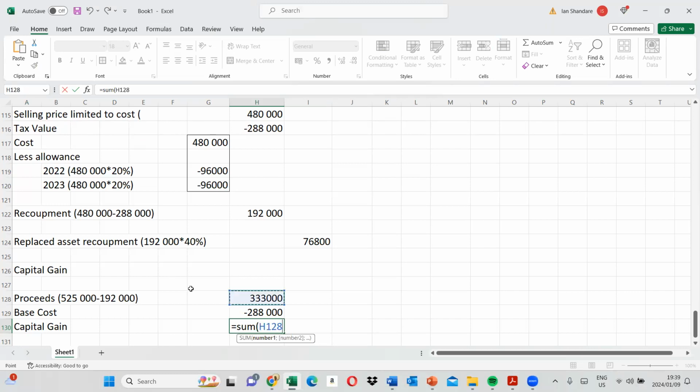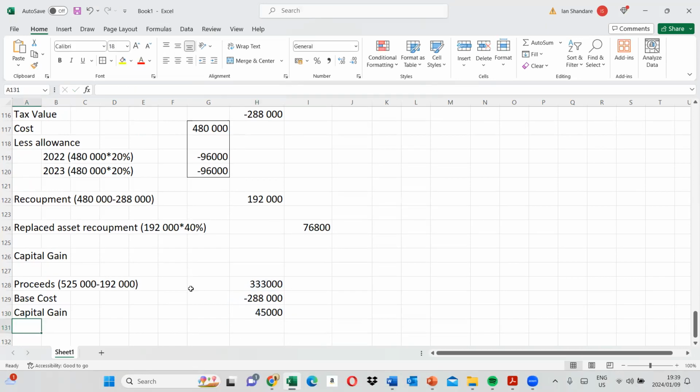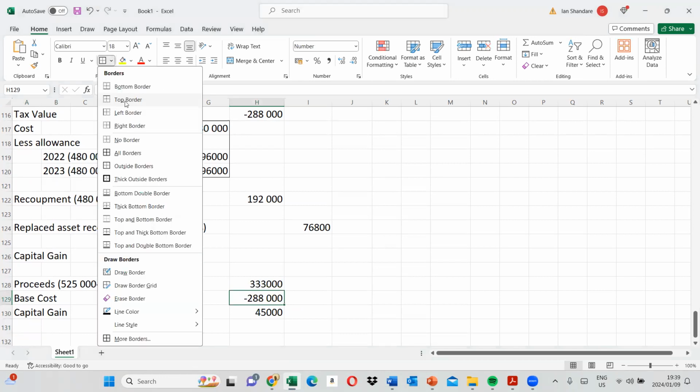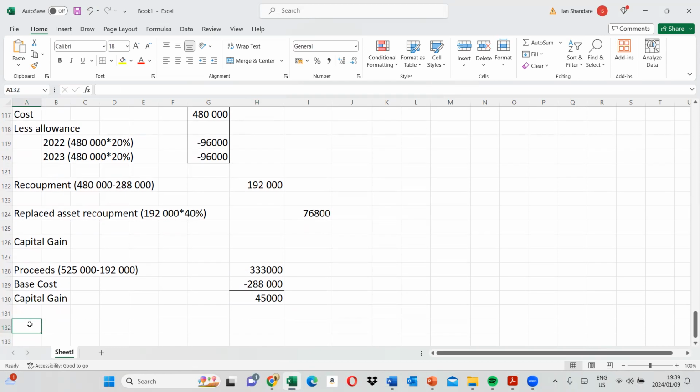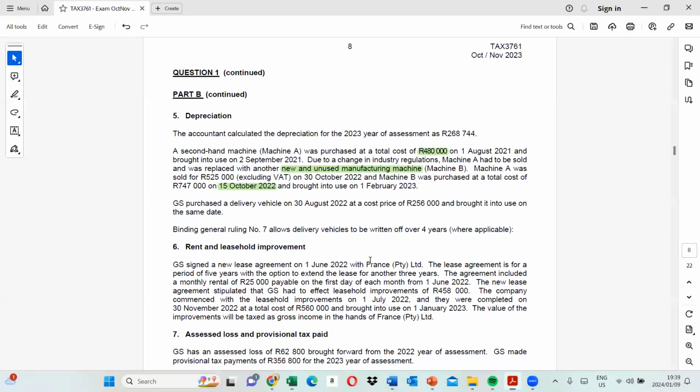So your capital gain is this. All right, that's what we have as our capital gain. And in regards to the capital gain, you just have to wait to see if there's any other capital gain, but I don't think there was any other asset that was sold. So in this case, let's just deal with it.